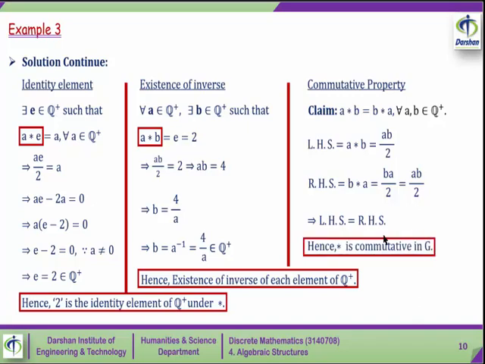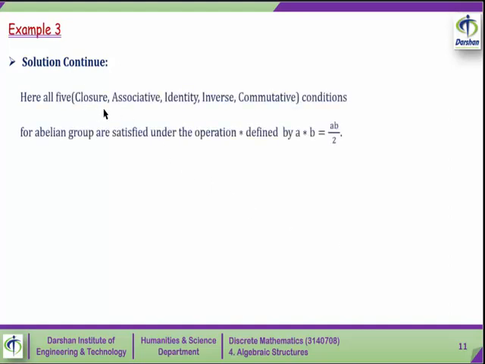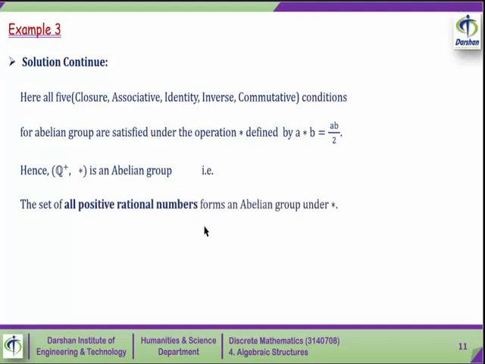So here all five conditions hold, which are closure property, associative property, identity element, inverse, commutative property. So these five conditions hold for an abelian group. Then Q plus with star is called an abelian group, that is the set of all positive rational numbers forms an abelian group.